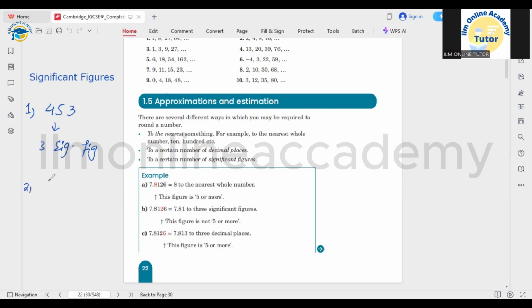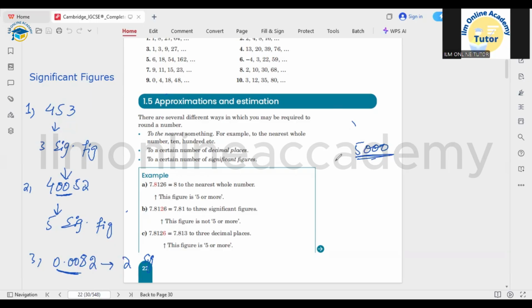The second rule is that zeros in between a number are also significant. Like here, if I count the significant figures, 1, 2, 3, 4, 5, there are five significant figures. But if we are given zeros at the start, only two significant figures are over here. Starting zeros are not counted as significant figures, only the zeros that are in between or ending zeros. For example, if I have 5000, I will count four significant figures over here.